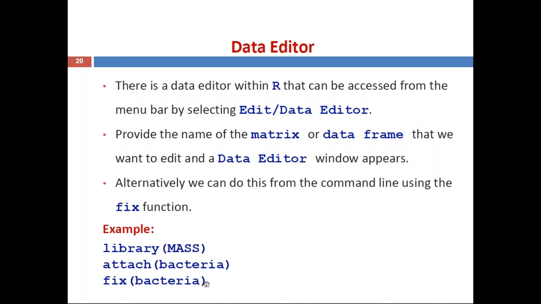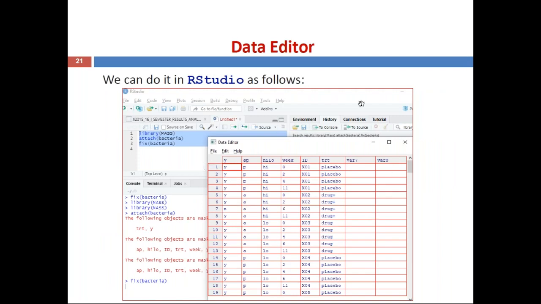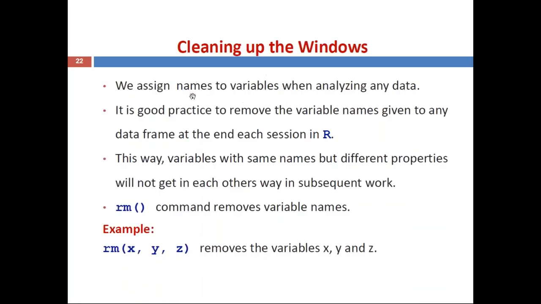Just now we executed the third one, fix of bacteria. Whenever you use this function, automatically the matrix or data frame with the data is displayed in the data editor. From this, whatever you want to edit, you can edit. See, just now we saw this is in RStudio. By clicking on fix, the third one, this is the data editor. Here we have file, edit option, help. Whatever changes you want, you can incorporate. Dynamically this will be done and automatically it saves. So that is the use of the data editor.